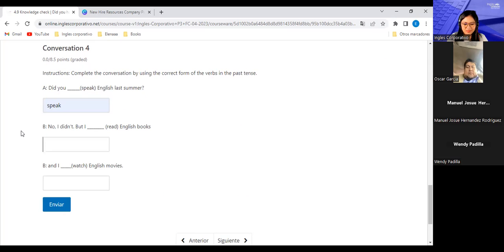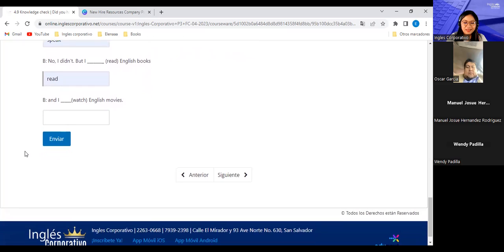In the world. The verb "read". Look, it's the same, but the pronunciation is different. Presente, read; pasado, read. Read, read. Esa es la diferencia.